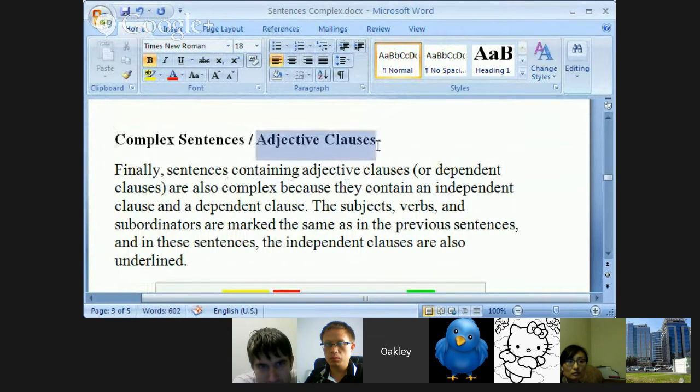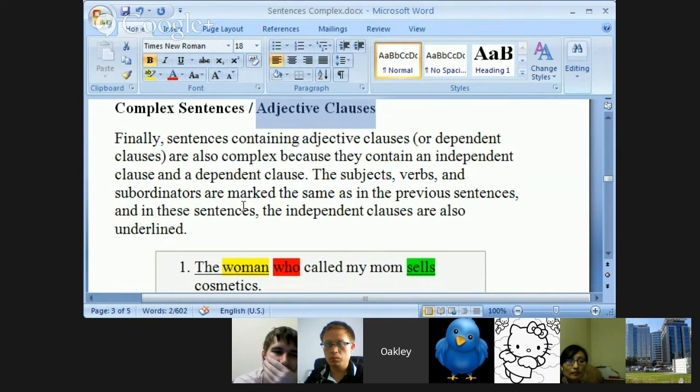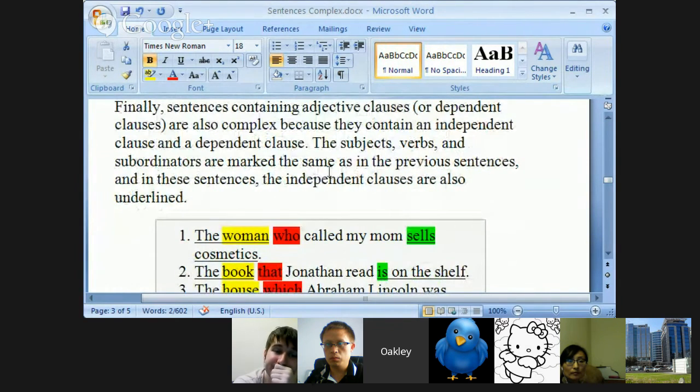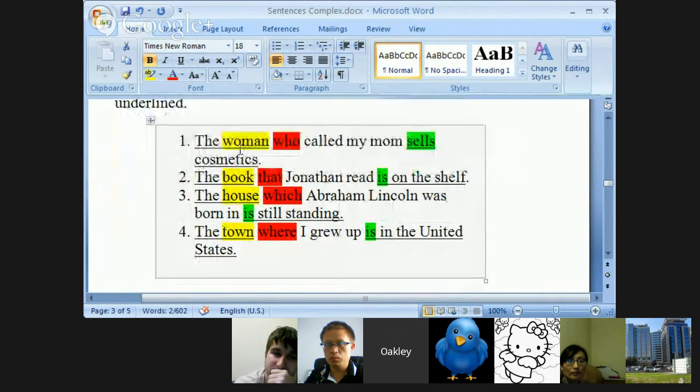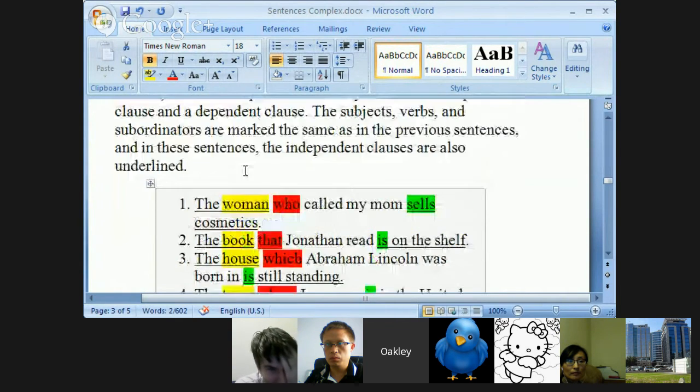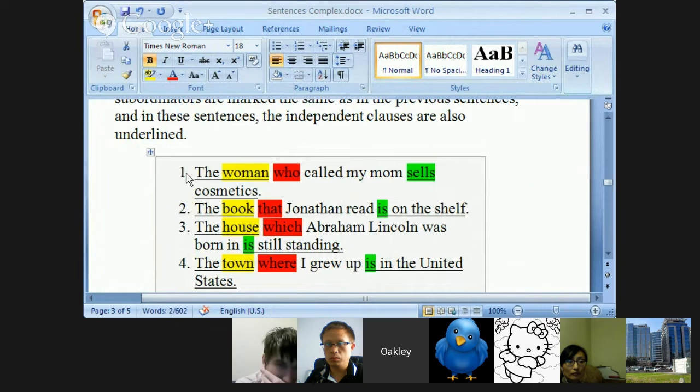Complex sentences with adjective clauses. Sentences containing adjective clauses, which are also dependent clauses, are also complex because they contain an independent clause and a dependent clause. Here we're going to say the same thing with more examples, again with the subject noun. The subject noun is yellow, the verb's green, and the subordinator is in red. Take a look at this now with me here.